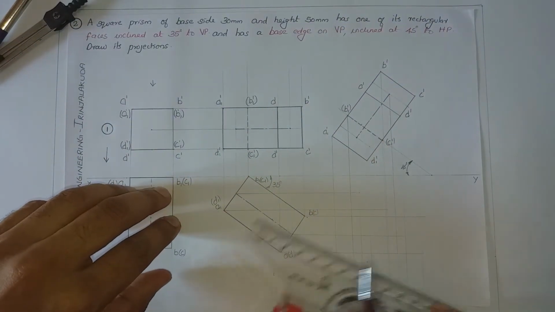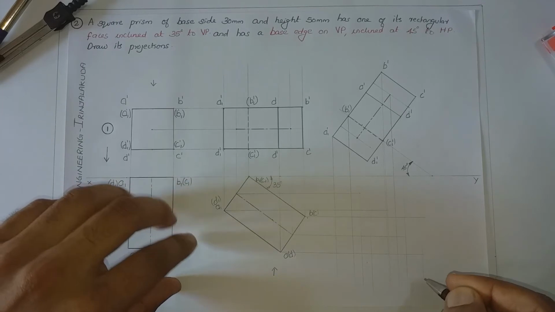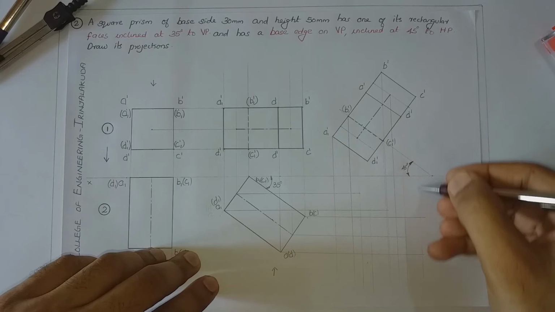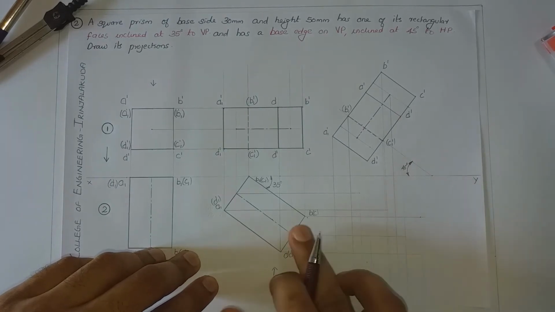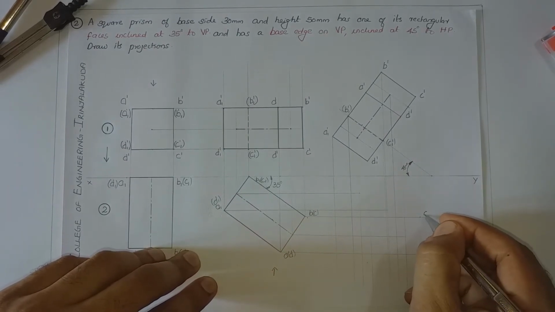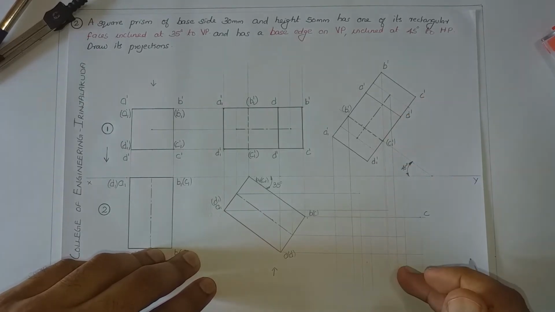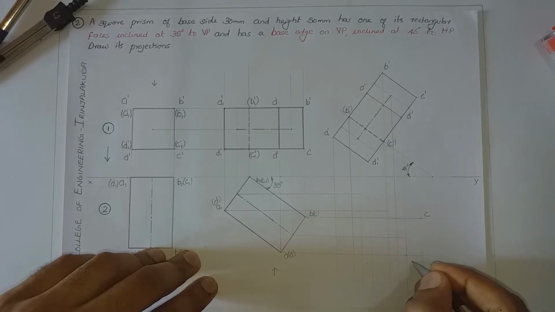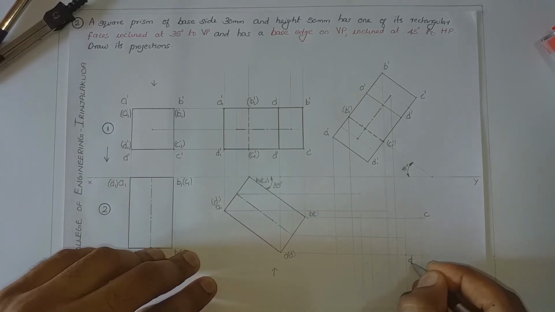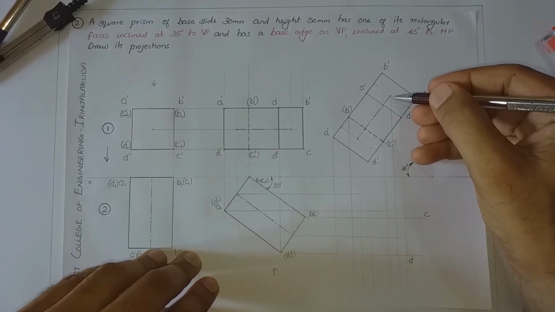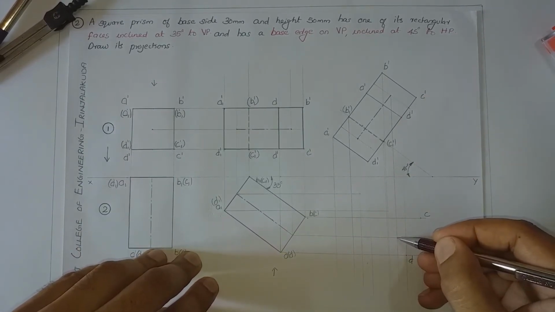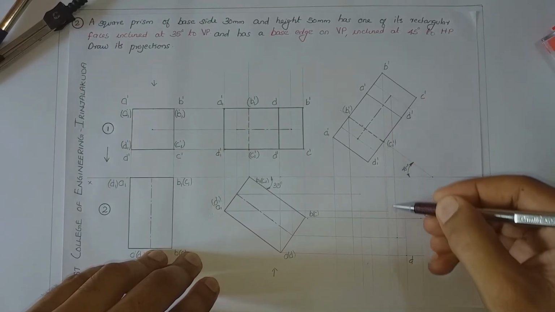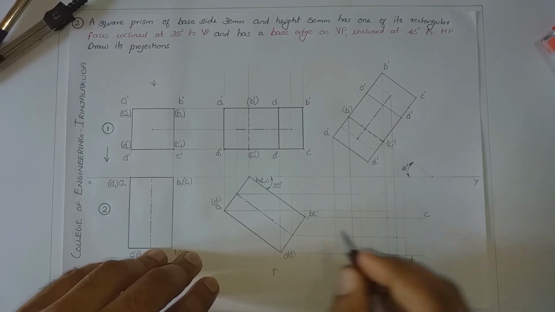So after drawing these projection lines, next step is to locate the points A, B, C, D, A1, B1, C1 and D1. So let us start it from C. So this is point C and this is also point C. Let us mark it as C. Next is D. This is also D. Next is the axis. Next is point B, so this is also B.